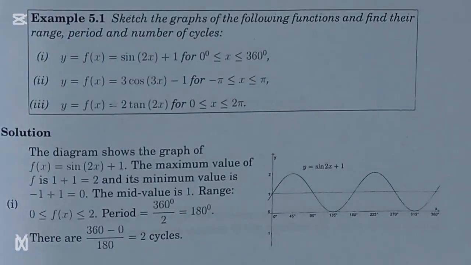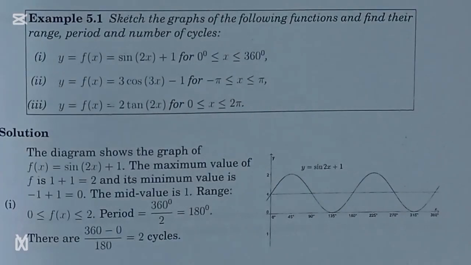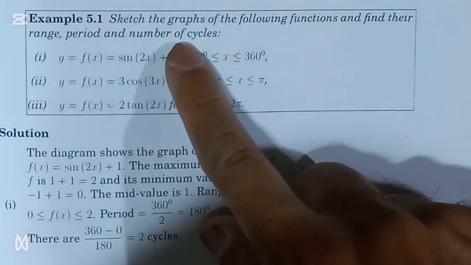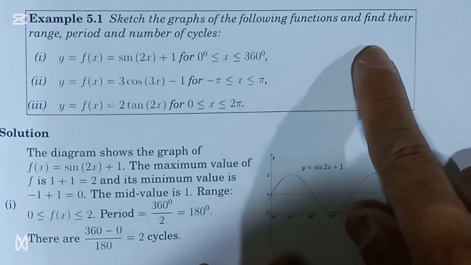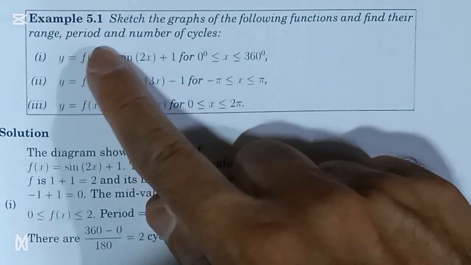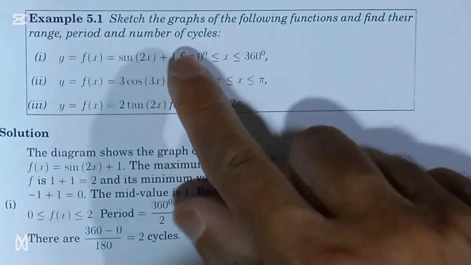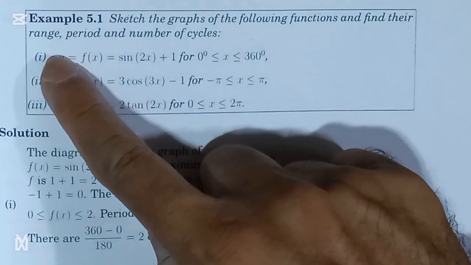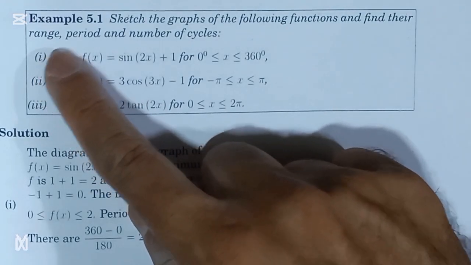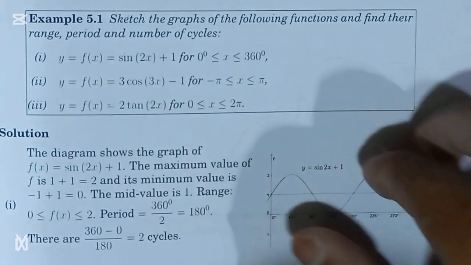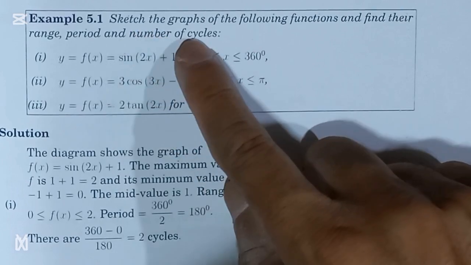So look now, here is another question. The statement is: sketch the graphs of the following functions and find their range, period and number of cycles. Number of cycles is the new thing. You have already read the range and period. So look now, first the requirement is to sketch the graph.